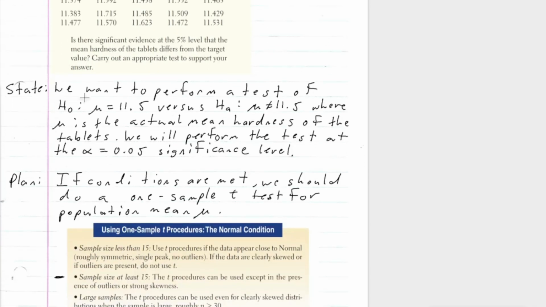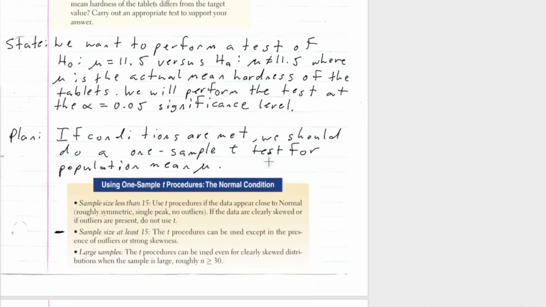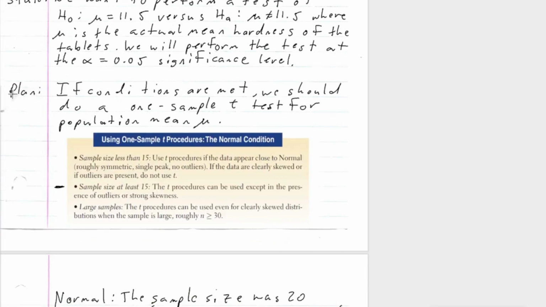So, we want to perform a test of the null hypothesis, which is the mean is 11.5, versus the alternate hypothesis, being the mean is not 11.5, where mu is the actual mean hardness of the tablets. We will perform the test at the alpha equals 0.05 significance level. So let's go ahead and do our plan.